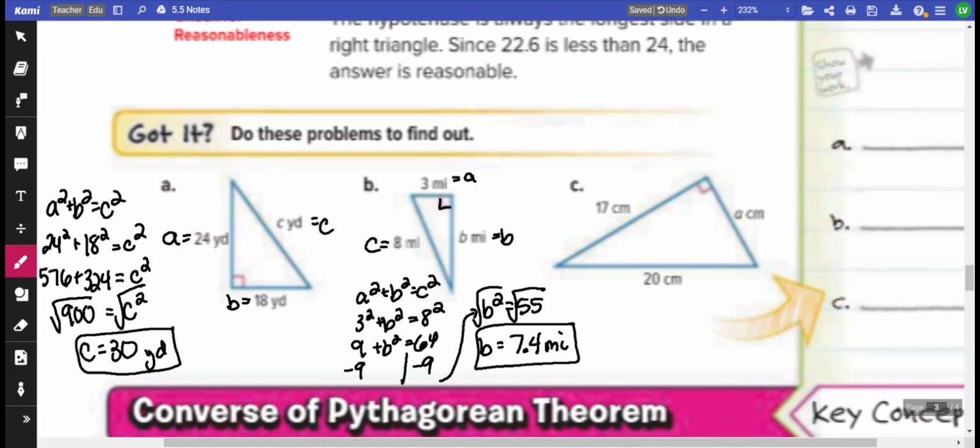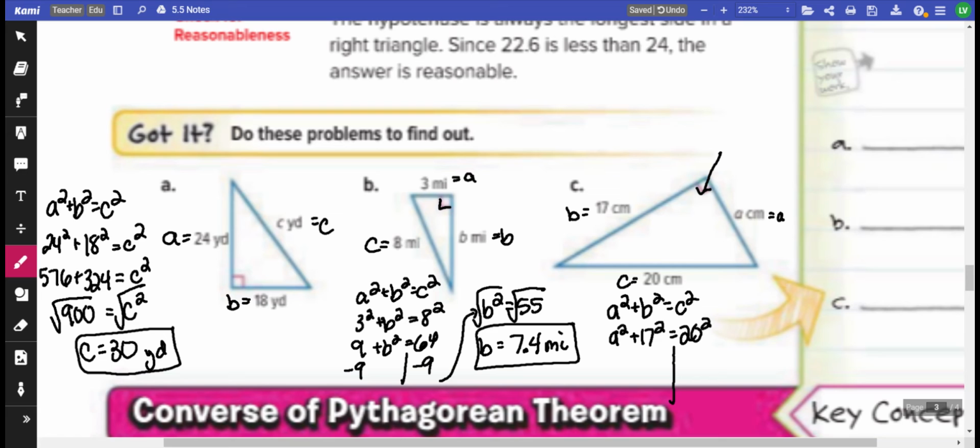All right, for letter C, we have 17 centimeters, A centimeters, and 20 centimeters. I'm going to start by identifying my hypotenuse, which is 20, so that's my letter C. I'm going to label my other two sides. This is already labeled as A, so I'm going to keep it as an A. 17, I'll make it B. A squared plus B squared equals C squared. Well, A squared is going to stay that, plus 17 squared equals 20 squared.